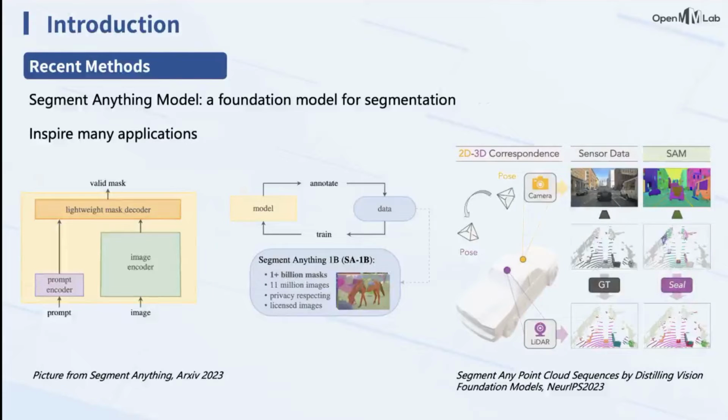And due to the large scale data, SAM becomes a new foundation model and has been used in many directions. For example, in 3D segmentation, we could use SAM to distill its knowledge for the 3D segmentation.